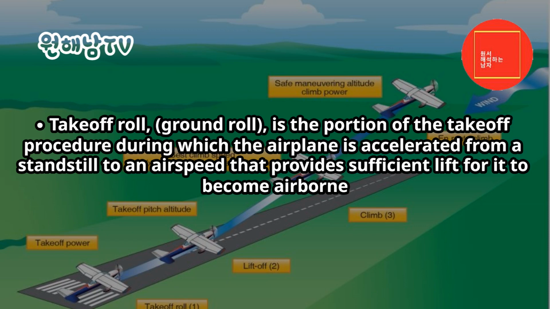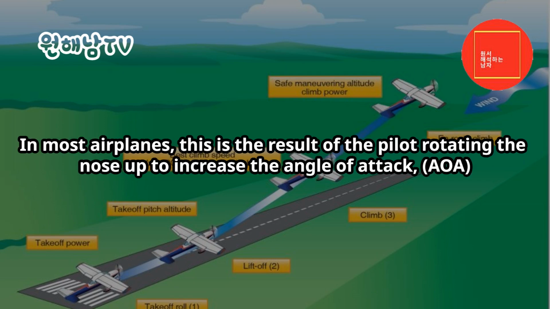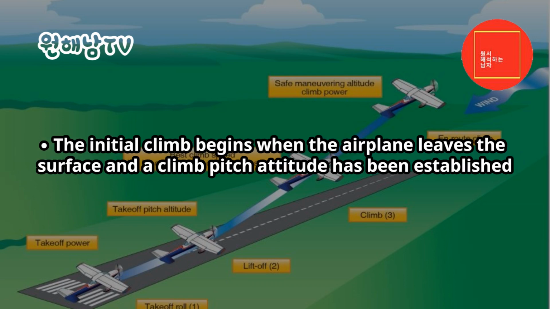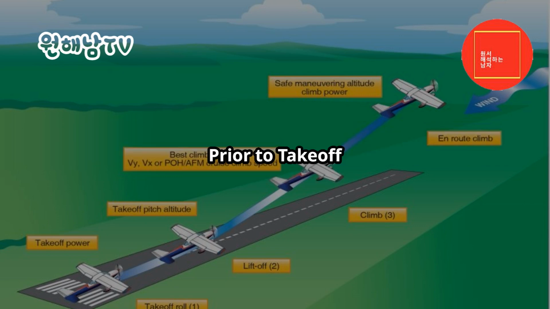Takeoff roll, or ground roll, is the portion of the takeoff procedure during which the airplane is accelerated from a standstill to an airspeed that provides sufficient lift for it to become airborne. Liftoff is when the wings are lifting the weight of the airplane off the surface. In most airplanes, this is the result of the pilot rotating the nose up to increase the angle of attack (AOA). The initial climb begins when the airplane leaves the surface and a climb pitch attitude has been established. Normally, it is considered complete when the airplane has reached a safe maneuvering altitude or an en route climb has been established.